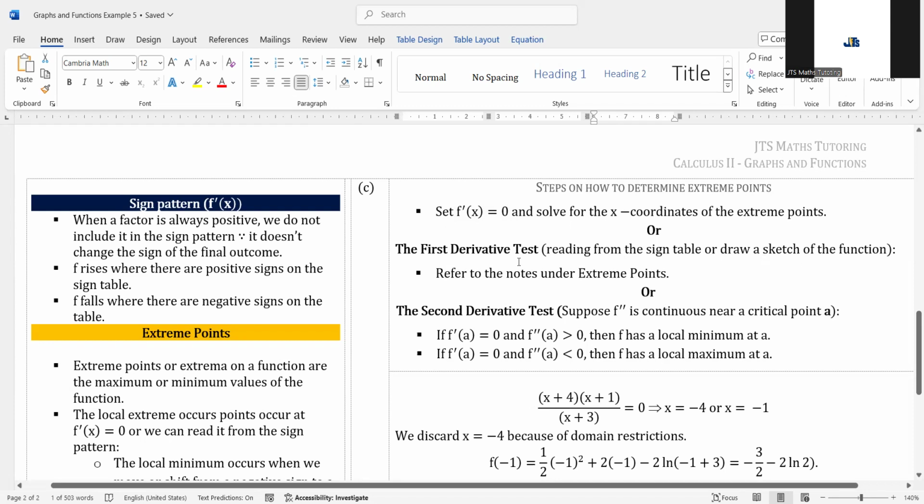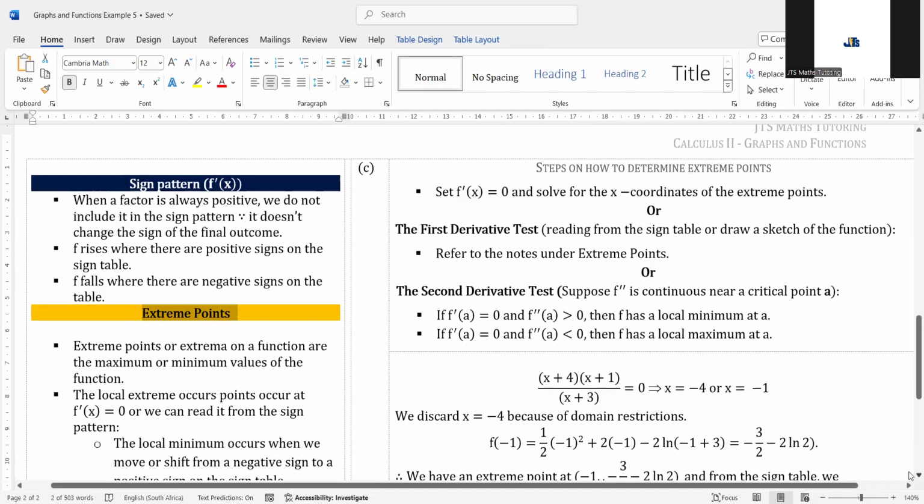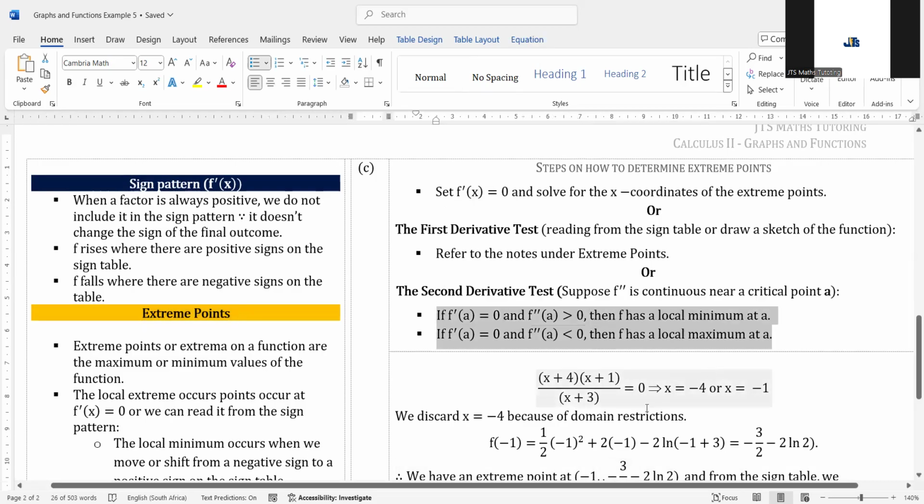You can refer to the notes under extreme points, which is what we have right here. You see when we go down. Or you can make use of the second derivative test. Suppose the second derivative is continuous near a critical point. This is how to go about it right here. Okay, beautiful. So let's get going.